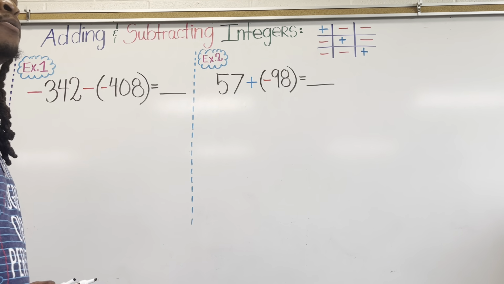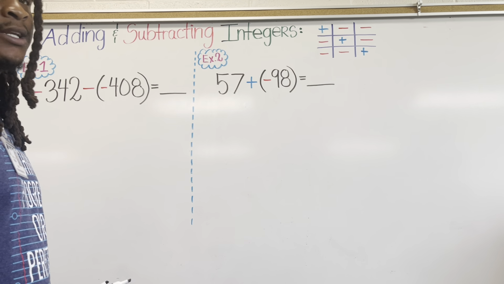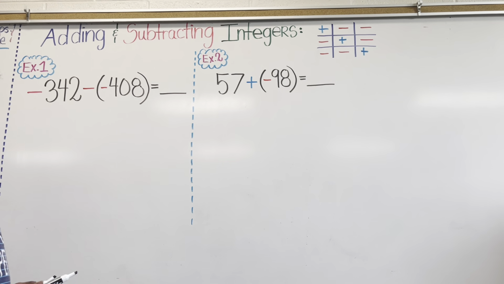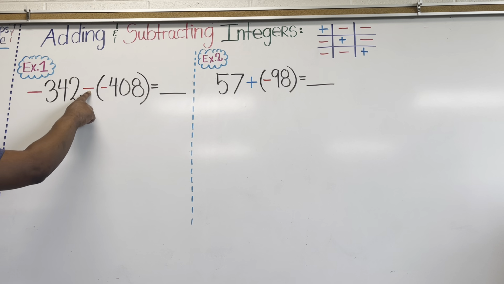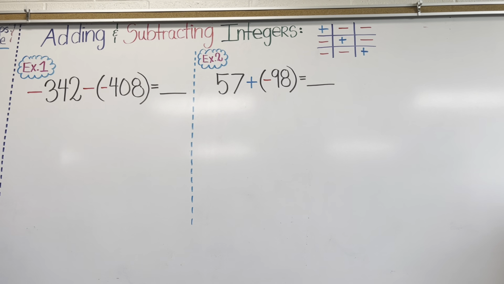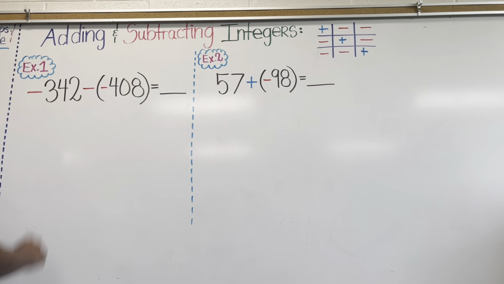Okay, so for example, 1 is an integer, -1 is an integer, 10 is an integer, -10 is an integer, 20 is an integer, -20 is an integer, and so forth, right? So, for example, let's go ahead and start off with example 1. I have a negative 342 minus a parentheses negative 408.